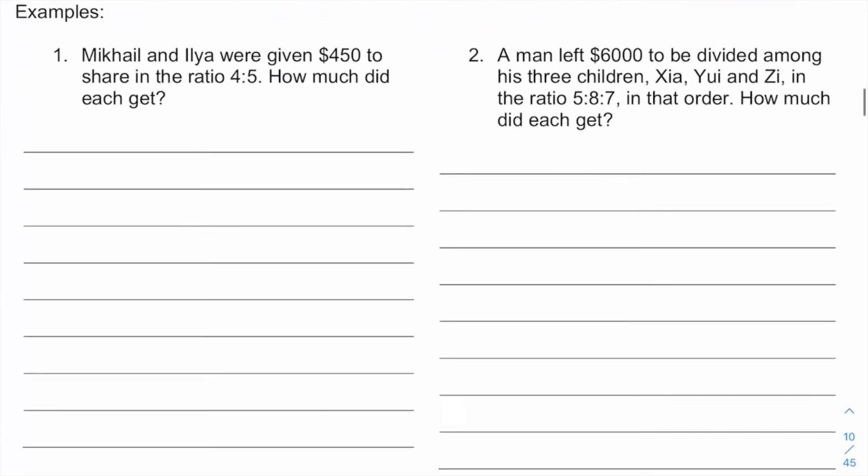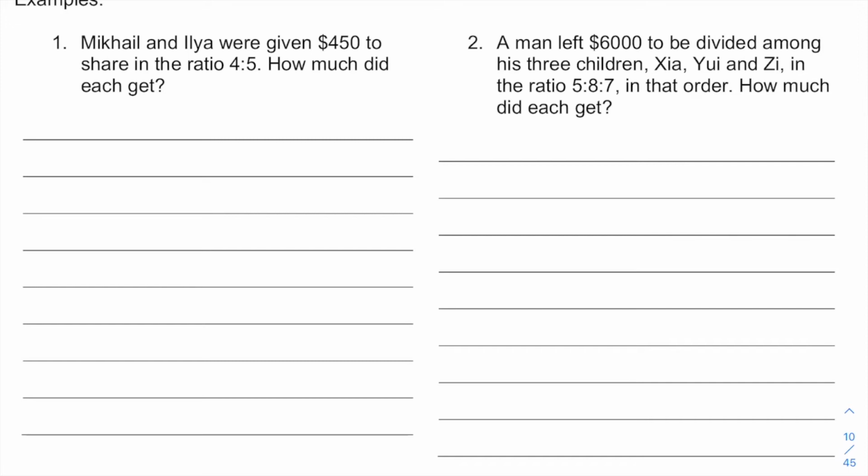So here's our first example. These examples have come from that Cambridge textbook again, the Mathematics Standard 1 textbook for New South Wales. The Cambridge book is a very good book. We've got Mikhail and Ilya, and they've been given $450. They need to share this in the ratio of 4 to 5. How much does each of those people get?